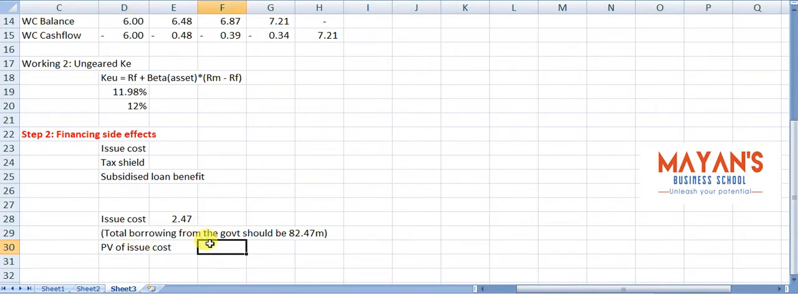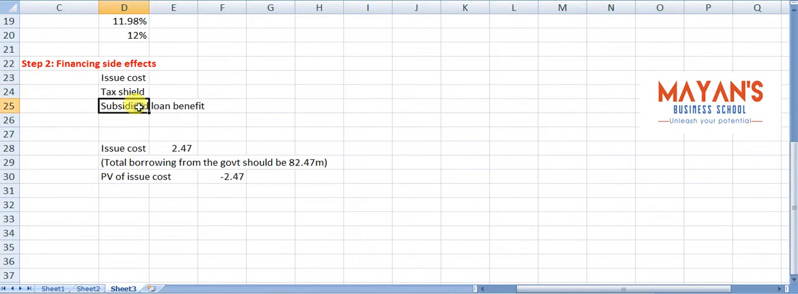Very simple. Minus 2.47. Because when do you pay this? At the beginning itself. When you are starting the project, you have to pay this. So there is no time delay. You don't have to discount it. But only thing, put the minus sign because it's an expense for you. So it's an outlay. Issue cost cleared.